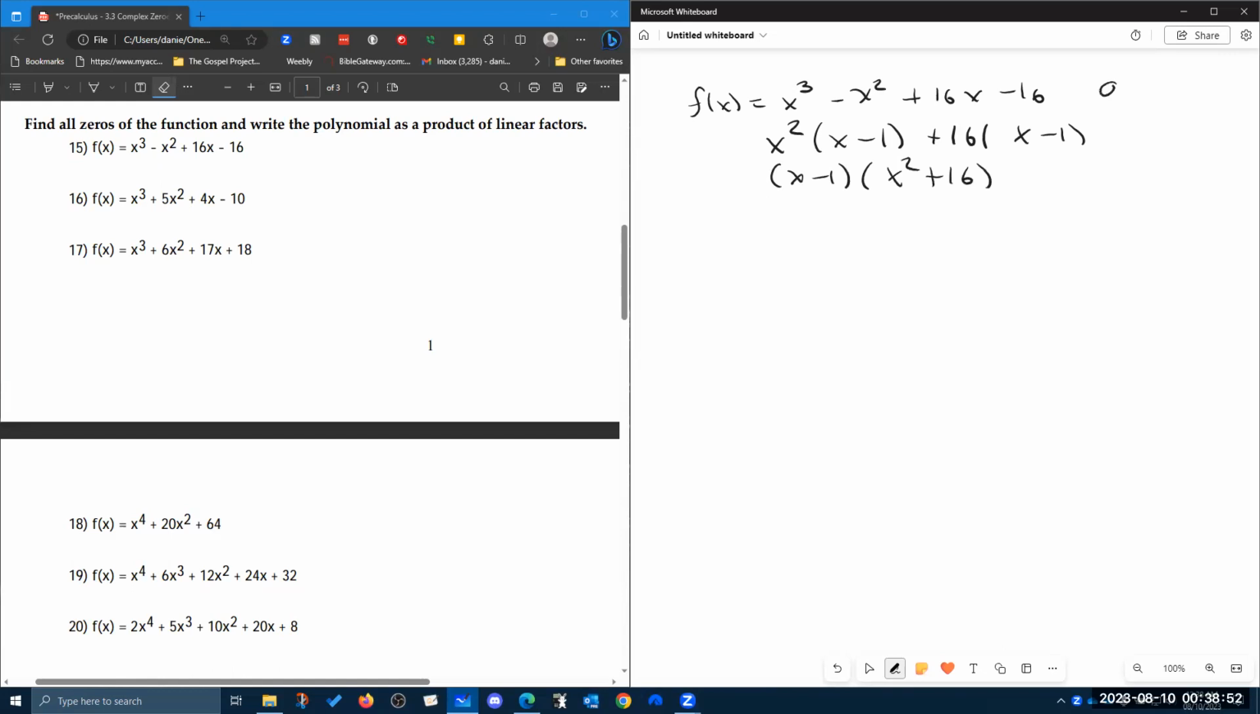This sum of squares, a squared plus b squared, remember, could be broken down into a plus bi and a minus bi. This is going to be x minus 1, x plus 4i, x minus 4i.